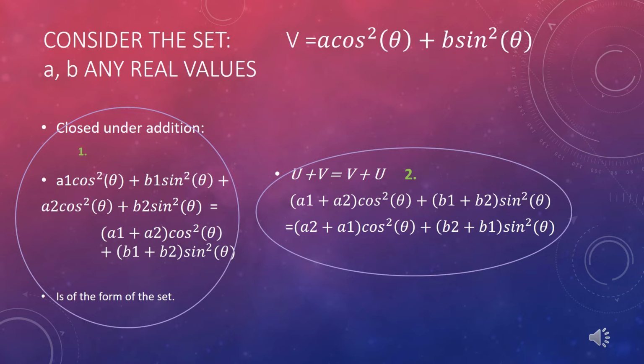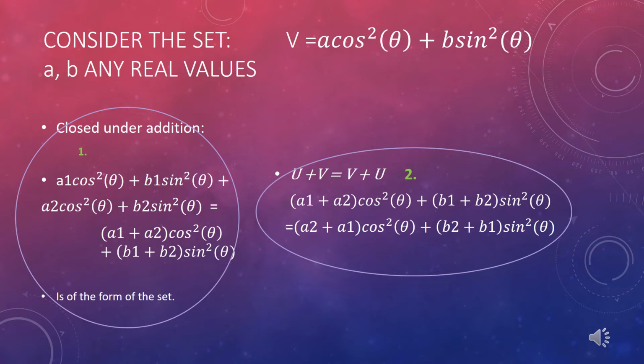Is it closed under addition? Well, take two objects of that form, so some scalar times cosine squared plus another scalar times sine squared, and make up another version, so a different scalar times cosine squared plus a different scalar times sine squared. If you add them, you're going to get some scalar. If you add a1 and a2 together, you'll just get a different scalar times cosine squared plus a scalar times sine squared. So yes, I get the same form. So it's closed under addition.